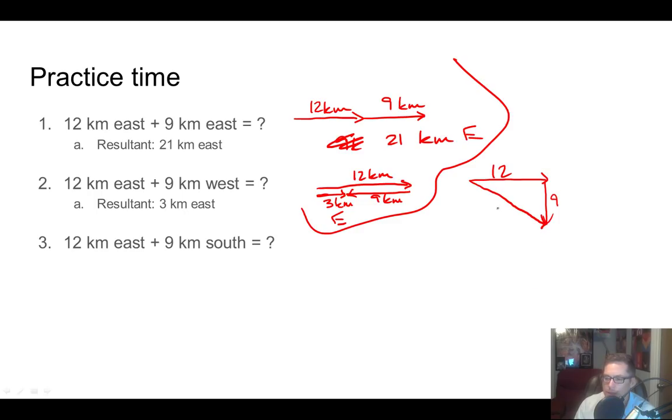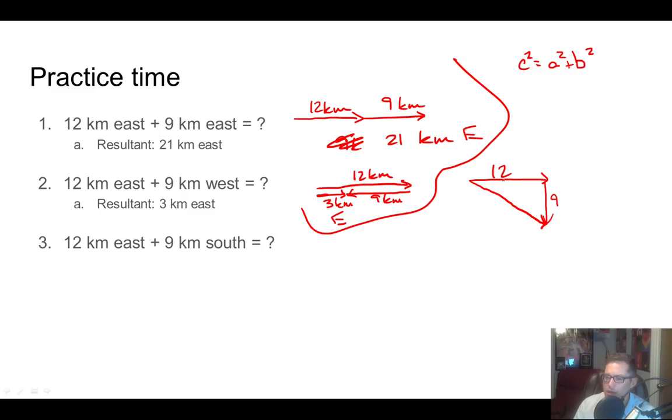Now we have to figure out, remember, if we want the vector, we need to figure out the magnitude and the direction. For the magnitude, we can use the Pythagorean theorem. Remember, the Pythagorean theorem is c squared equals a squared plus b squared.